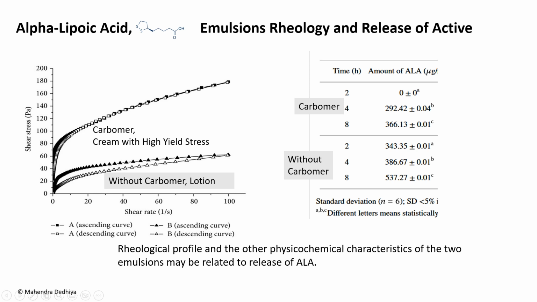The release of active was measured. Carbomer, being viscous, had a slightly slower release, whereas the lotion-like product without carbomer had a slightly faster release under similar conditions. So one can conclude that the rheological properties and the physicochemical properties with and without carbomer have an impact on the release kinetics of the active.